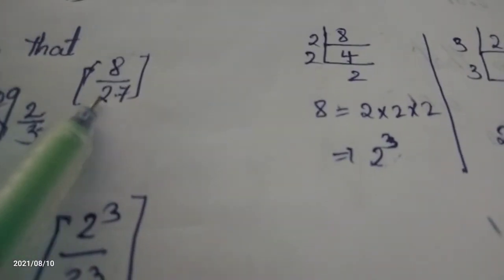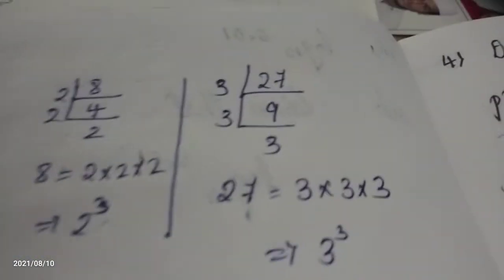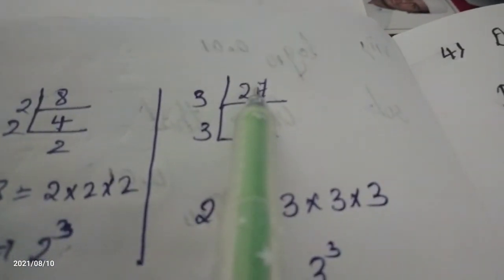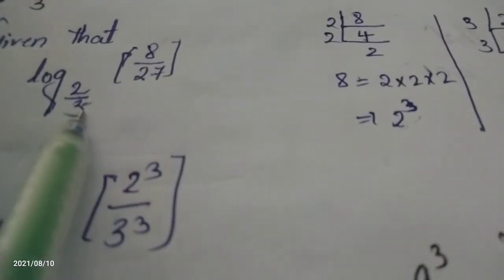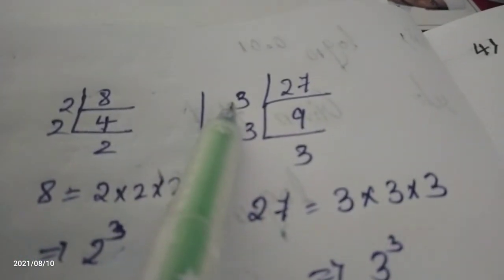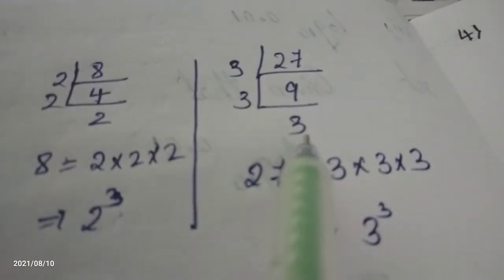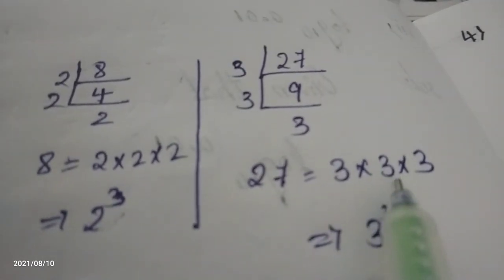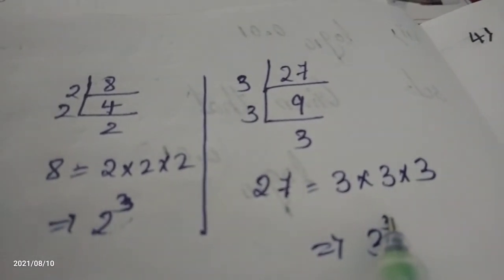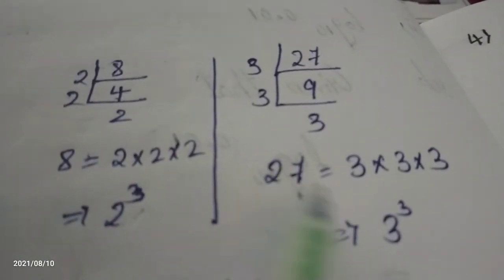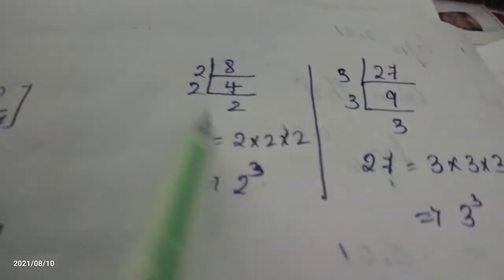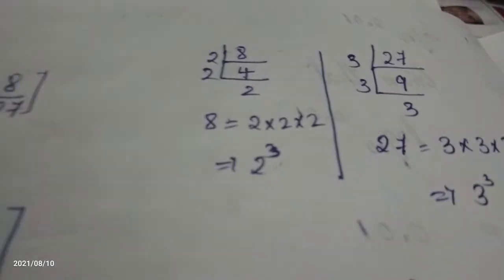What do we have to convert next? We have to convert the 27 in terms of 3. Later we have to use the formula log a to the base a. How can we convert in terms of 3? With the help of LCM, 27. Because we have to convert in terms of 3, we take the 3's table. 3 nines are 27, 3 threes are 9, and 3 ones are 3, meaning 27 can be written as 3 into 3 into 3, which is 3 cube. So 8 can be written as 2 cube and 27 can be written as 3 cube. Instead of 8 and 27 we are writing 2 cube and 3 cube.